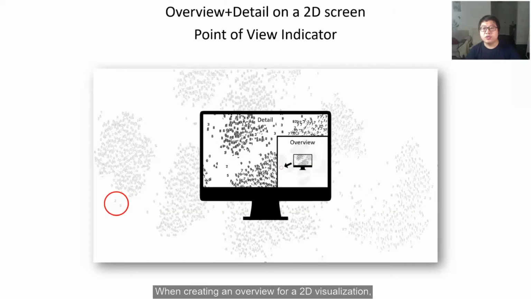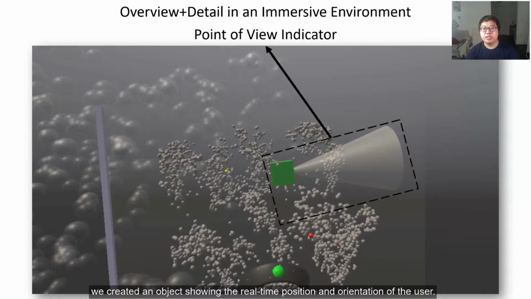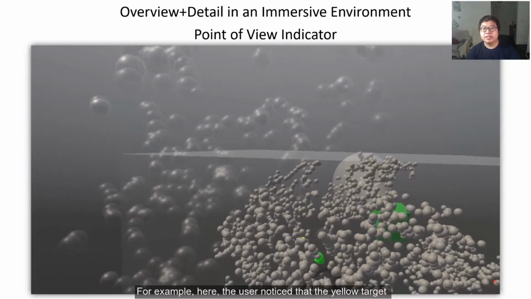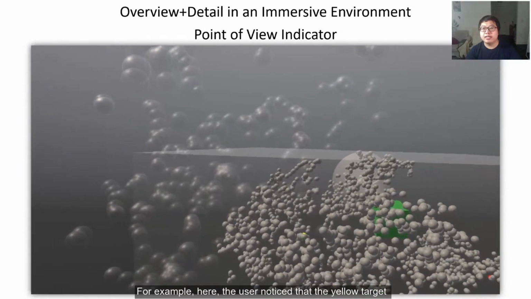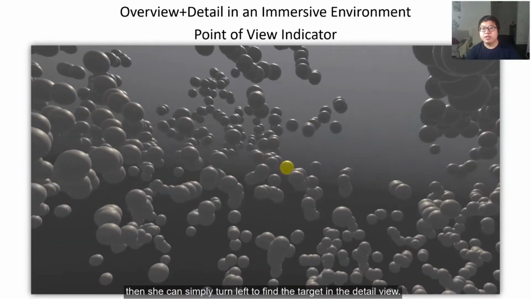When creating an overview for a 2D visualization, it is important to indicate the region of the detailed view in the overview. Following the same idea, we created an object showing the real-time position and orientation of the user. This is useful for many scenarios. For example, here, the user noticed that the yellow target is to the left of the indicator in the overview. Then she can simply turn left to find the target in the detail view.